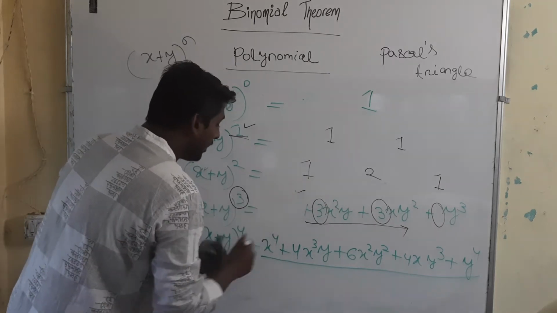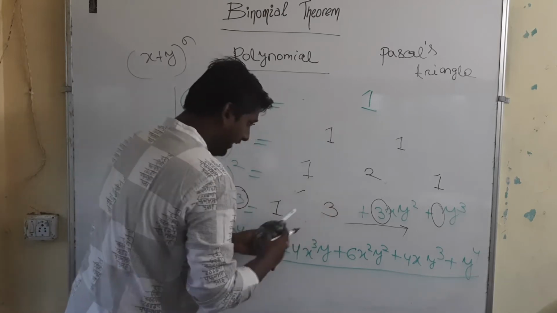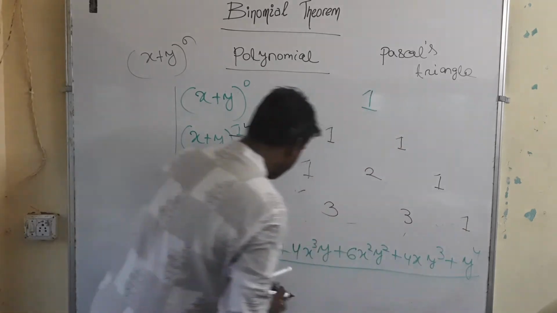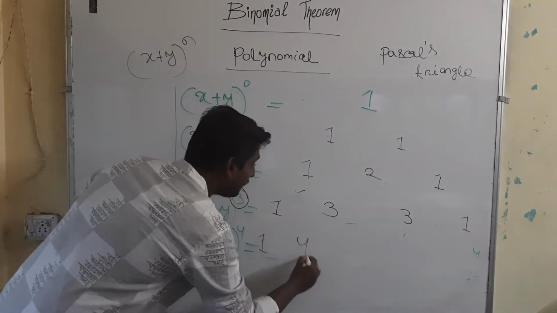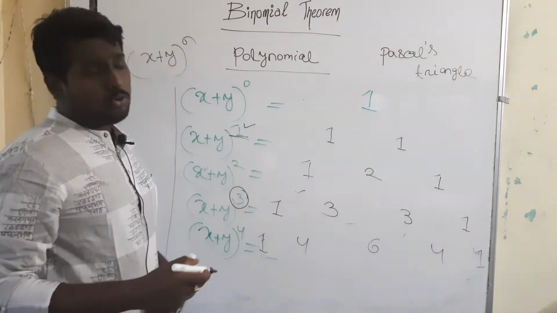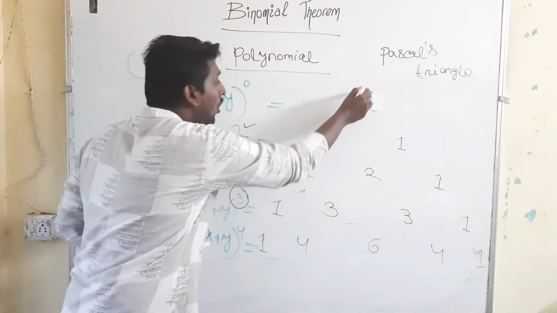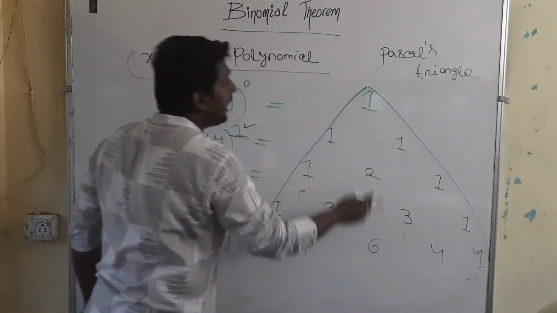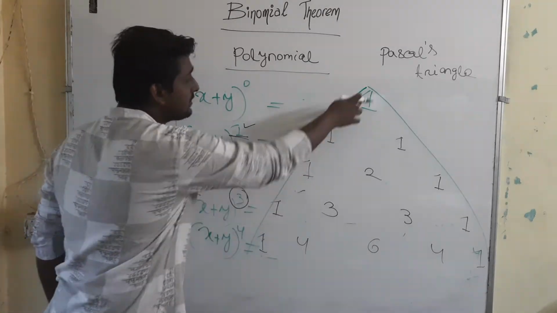Again for x cube I can write the coefficient as 1. For 3x square y I can write the coefficient 3. Just like the manner I have written down the coefficients down here. And again for all of them I have written down the coefficients 1, 4, 6, 4, 1. If you observe them very keenly, then you can find that all the border values are possessed by 1.